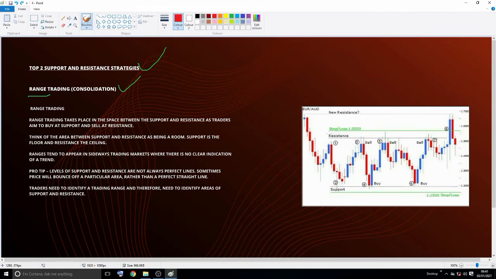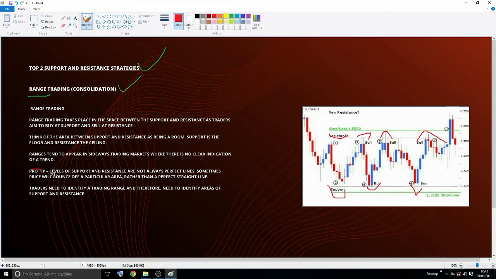But if you look on this picture, we have our resistance here, we have our support here. You wait for price to come here. It formed a resistance, you draw your line. When it drops and forms a support, you draw a line, and then when it comes to that resistance again, you are selling. When it comes to that support again, the one that you drew, you are buying. When it gets to resistance, you are selling. When it gets to support, you are buying, and when it gets to resistance, you are selling. That's what we call range trading.